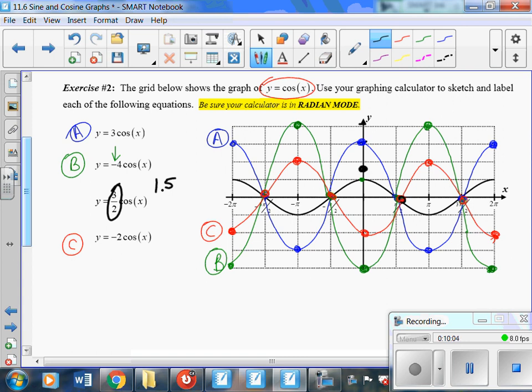So the zeros remain the same. 1.5, 0, 1.5, 0, negative a half, 0, positive a half. So our curve is going to look something like that. And that's our, let's call that one D, even though we didn't do them in order.